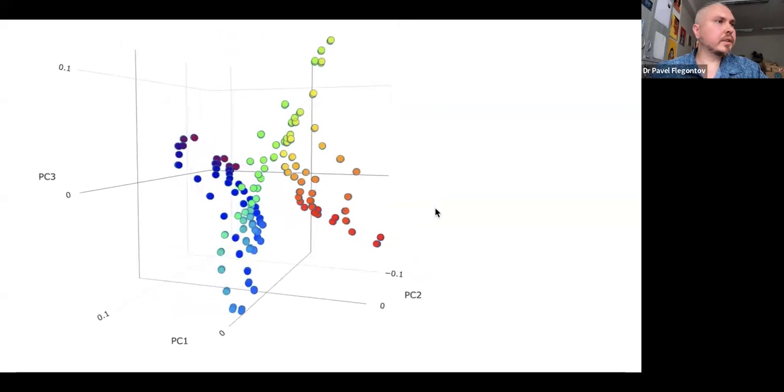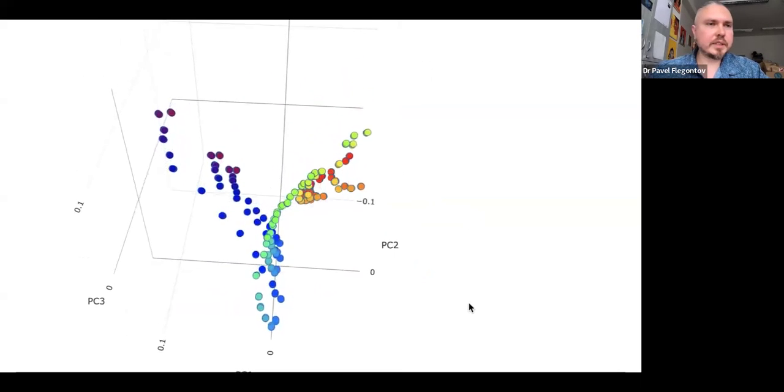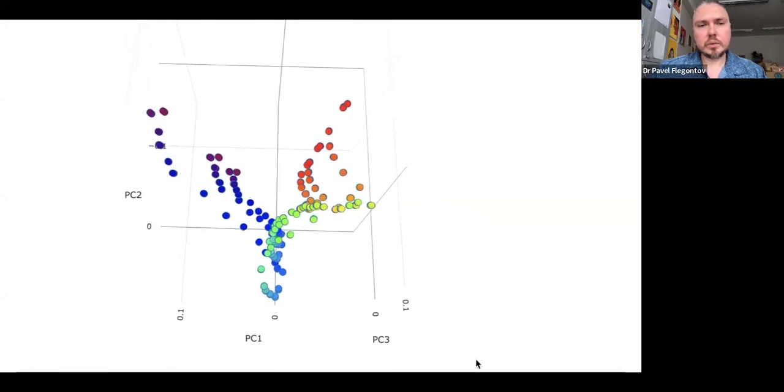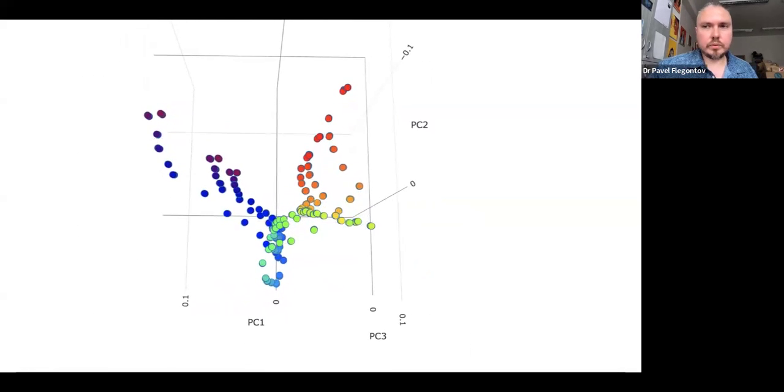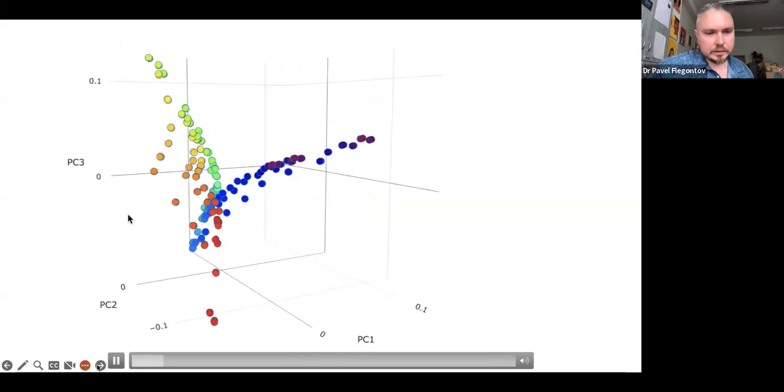So sometimes it's more illuminating to examine PCAs in 3D, which we now routinely do for real data. But it doesn't solve all the problems, of course. Okay.